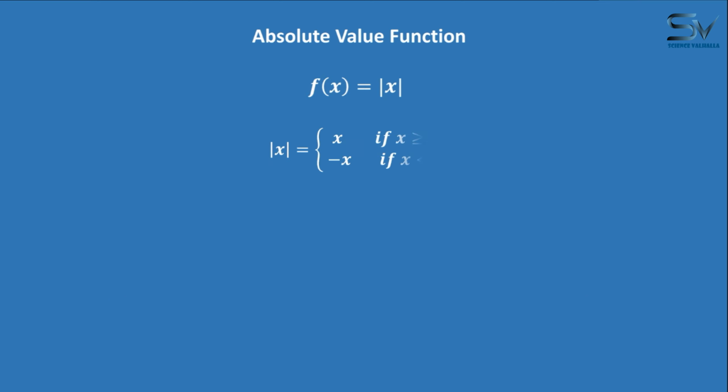We will divide the function into two pieces. The first formula is x, if x is greater than or equal to 0. And the second formula is minus x, if x is less than 0. This is how we have defined this absolute value function. It is using two different formulas on two different parts of its domain. Let's draw a graph of this.